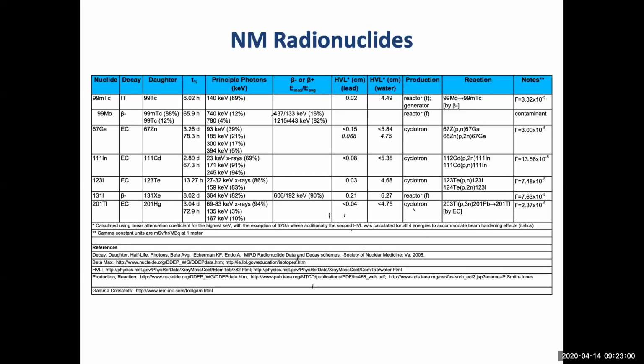These are some radionuclides used in nuclear medicine: technetium-99m, with molybdenum as the generator. From the generator, we get technetium-99m, and others such as gallium-67 and iodine-123. Iodine-131 is used for therapeutic and for diagnostic purposes as well.